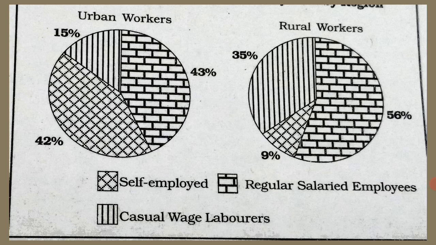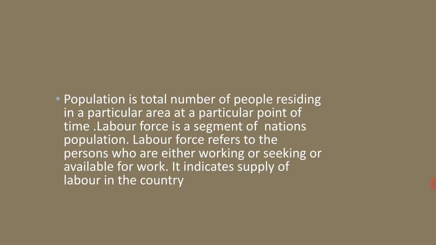Yes, again go through the chart: urban workers and rural workers, particularly self-employed, regular and casual workers. In urban, near about 42% are self-employed, regular salaried employees are 43%, and casual workers are only 15% in the urban area. And in the rural area, self-employed is only 9%, regular salaried employees are 56% and casual wage laborers are 35%. That is about urban and rural. Is it clear? Then come to the next point.